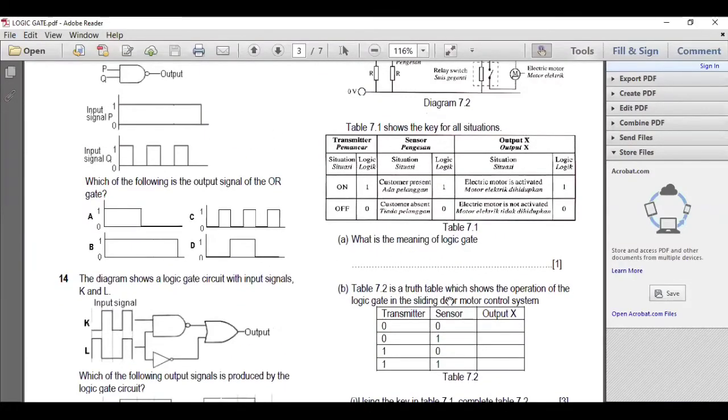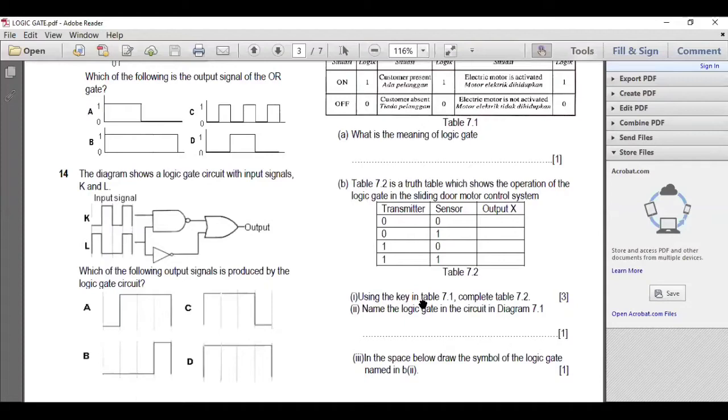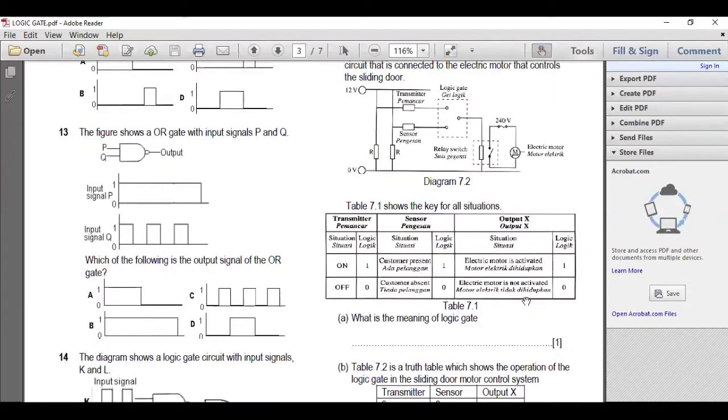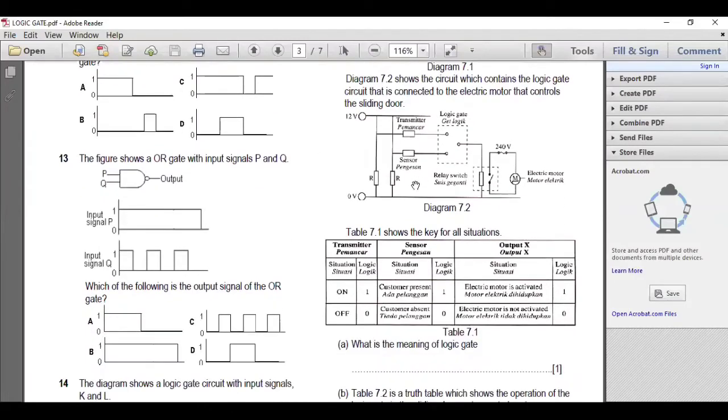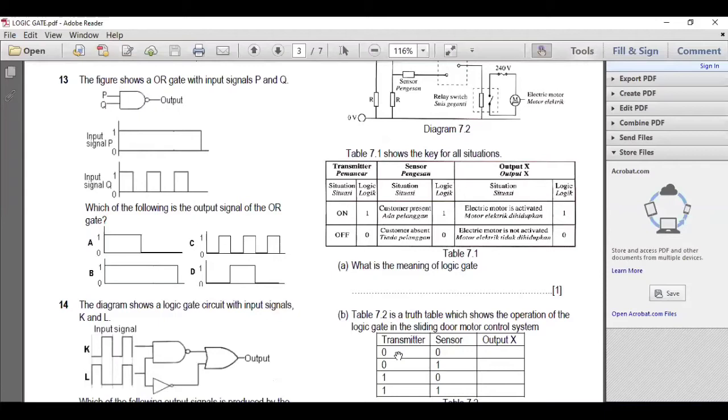Table 7.2 is a truth table which shows the operation of the logic gate, the sliding door motor control system. Using the key in table 7.1, complete table 7.2. Output X would be the sliding door. The first situation: transmitter 0 and sensor 0. That means transmitter off, sensor off, so the door will not be open.